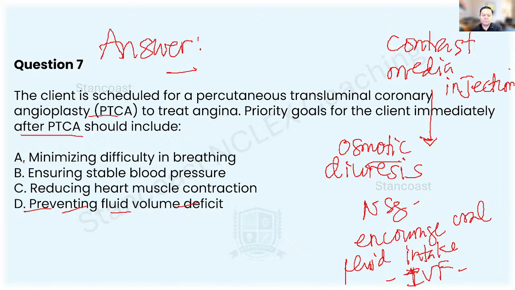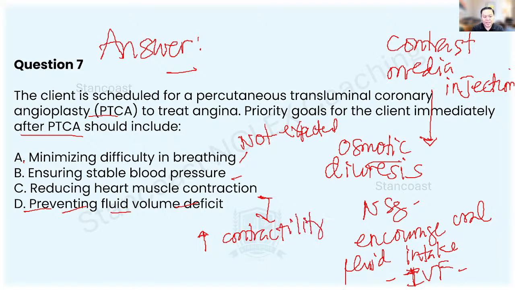Why not letter A, minimizing the difficulty of breathing? This is not expected in a patient post-PTCA. What about letter B, ensuring stable blood pressure? With the PTCA, blood pressure hasn't been known to be a problem, but it doesn't mean that we're not going to monitor the blood pressure. We still do, but it's not one of the main concerns post-procedure. Letter C, reducing heart muscle contraction. It is actually going to increase the contractility of the heart muscle. Once there is a reestablishment of the blood flow, there is going to be increased contractility, not decreased. And why is there increased contractility? Because of the reperfusion. There is now reestablishment of the blood flow.